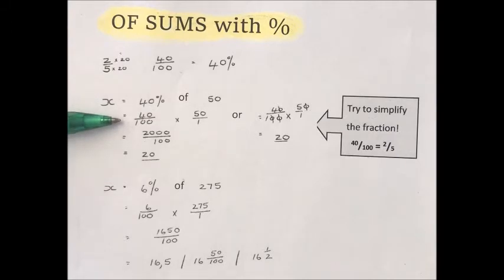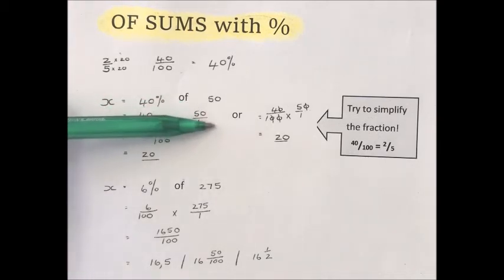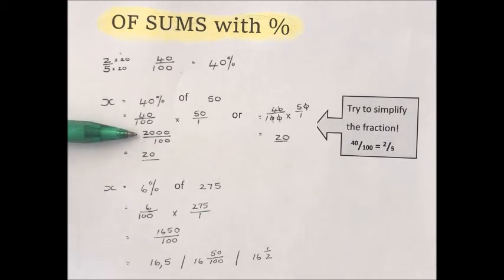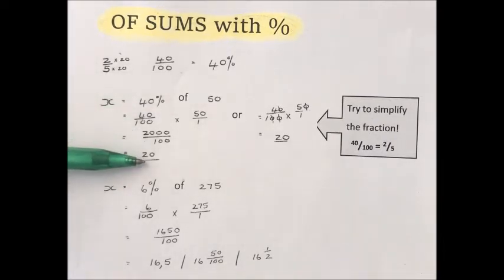This method given is method 1. You may use method 2 as well. I'll discuss it now. So 40 over 100 times 50 over 1. Why did we put 50 on 1? Because we need to make it a fraction. And now we simply have to multiply. Top times top, bottom times bottom. 40 times 50 is 2,000, and 100 times 1 is 100. If we have this improper fraction, we just divide and we get an answer of 20. So 40% of 50 is 20.